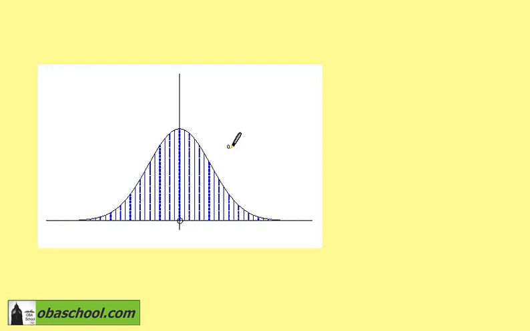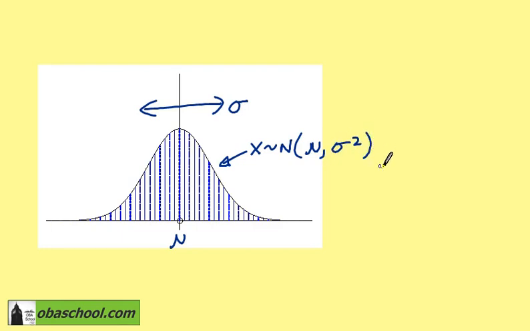If we consider this normal distribution with its mean at mu, it has a standard deviation, which, remember, is the square root of variance, which we'll call sigma. If this is x, we say it follows a normal distribution with mean mu and variance sigma squared.